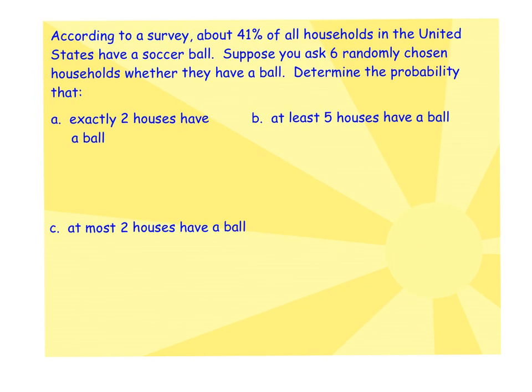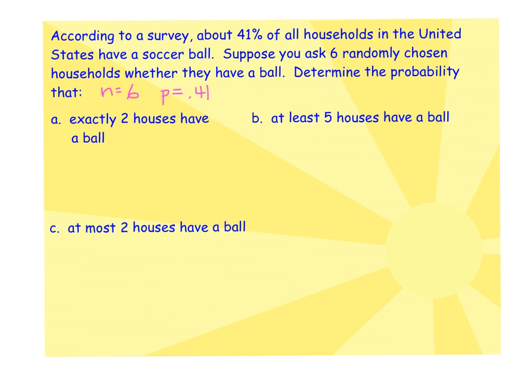According to a survey, about 41% of all households in the United States have a soccer ball. Suppose you ask 6 randomly chosen households whether or not they have a ball. Determine the probability of the following events. In the given information, we should always be able to determine these key features. We should know what n equals, and that would be how many houses we're surveying. n would equal 6. We should know the probability of being successful, and in this case, if 41% of households say they have one, our probability would be 0.41.